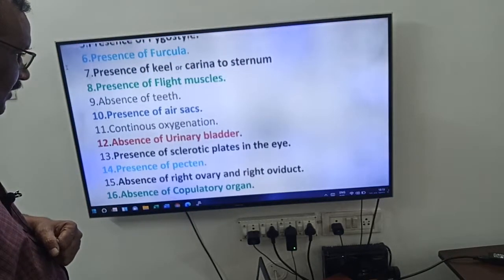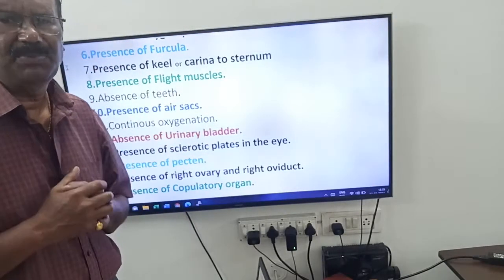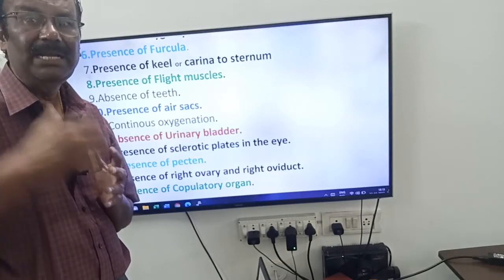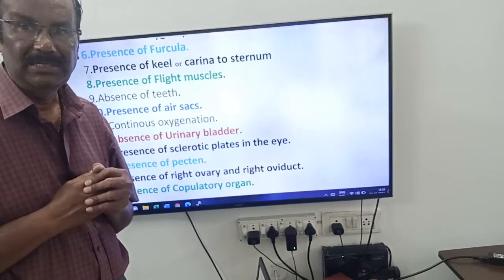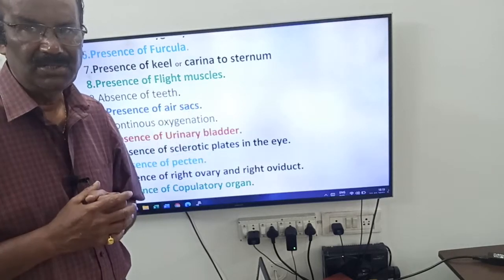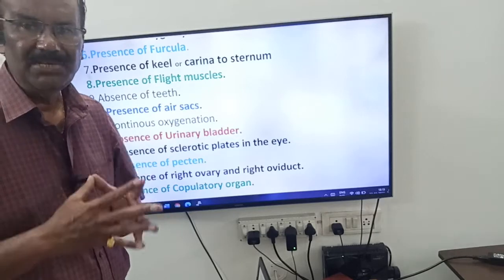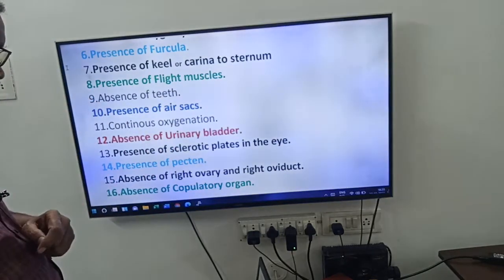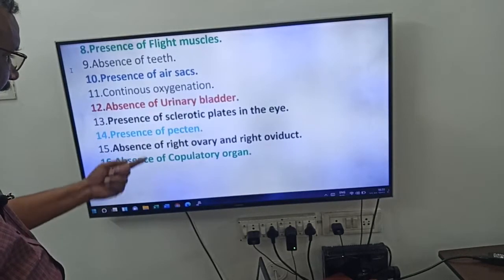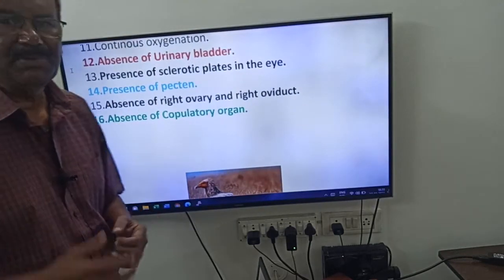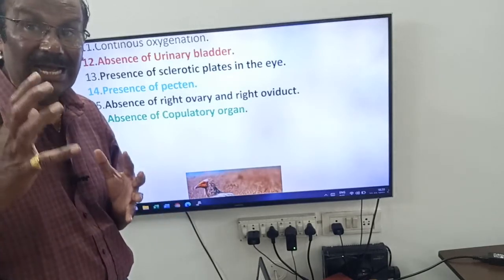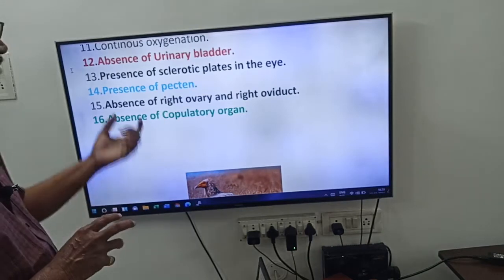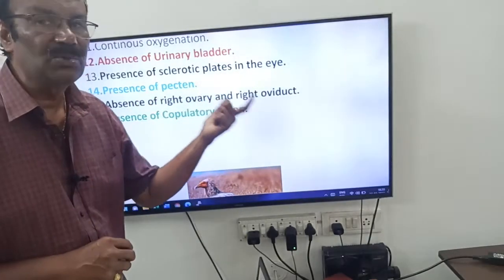Next, presence of sclerotic plates in the eye. This is very, very important, friends. When they are flying at high altitude, due to low pressure their eyes may get damaged. So for the protection of the eyes, they have what, friends? Sclerotic plates. Next, friends, presence of pecten. Pecten is a comb-shaped structure. It is also present in the eyes, friends.